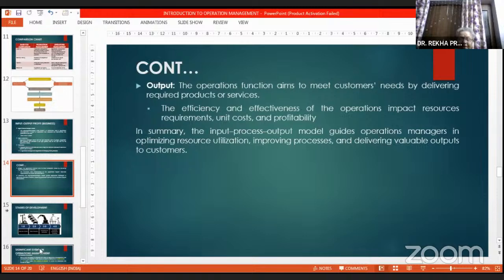If you do the operation well, that will impact your resources. Maybe the same product you can deliver with fewer resources. So if wastage is eliminated, then naturally the unit cost will be affected, and accordingly profitability will be affected. So this whole process has to be done very effectively and efficiently.